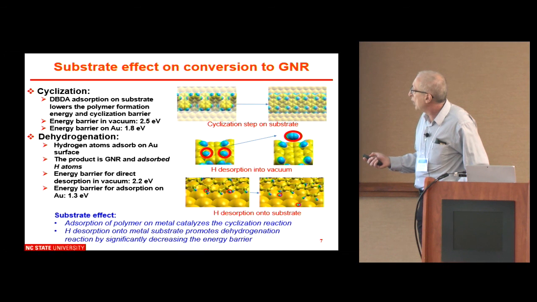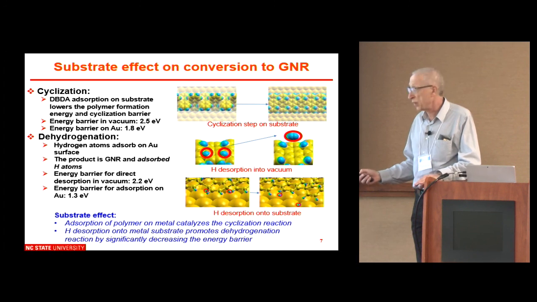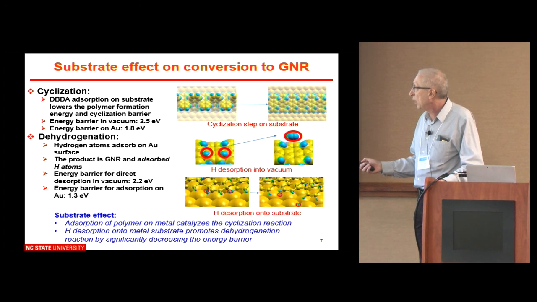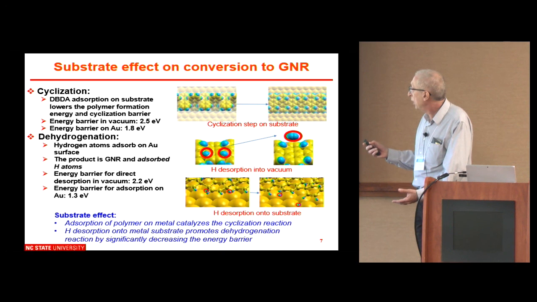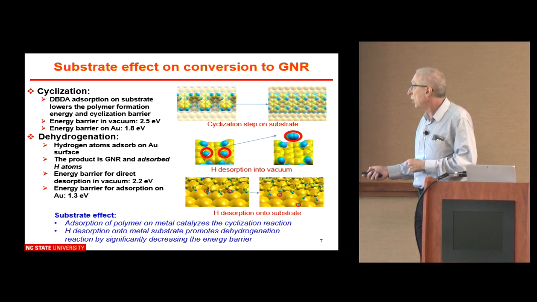The cyclization step, you see, does not occur in vacuum. It needs a metal substrate. And we are showing that on a substrate, indeed, the activation energy is much lower. It is lower because of the desorption of hydrogen that can move, desorb on the substrate and go, instead of being removed in vacuum, which would mean breaking a bond and then putting it together. It can desorb to the surface.